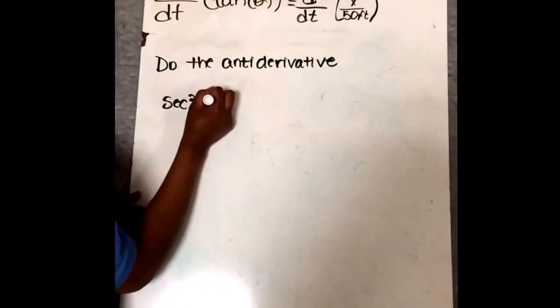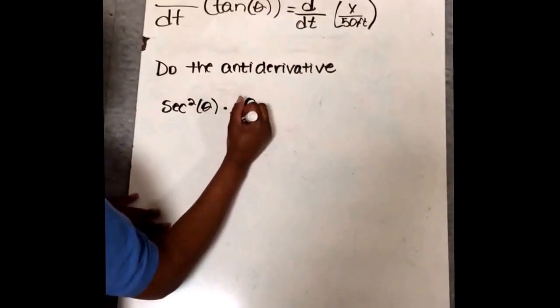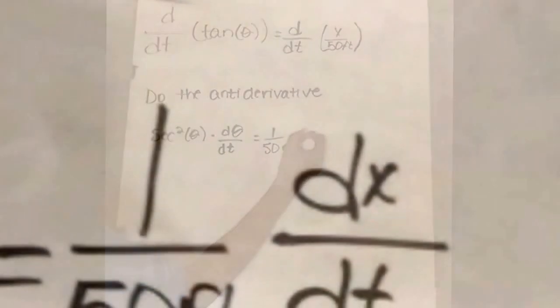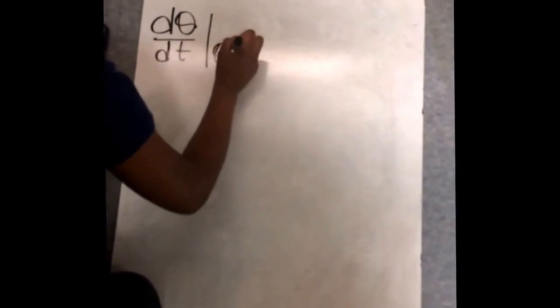Since we are solving for d theta/dt, we have to isolate it on one side by dividing both sides of the equation by sec^2(theta), leaving us with d theta/dt equals (1/50 feet times dx/dt) all over sec^2(theta). From this point, we plug in the information we're given and set theta equal to 0.